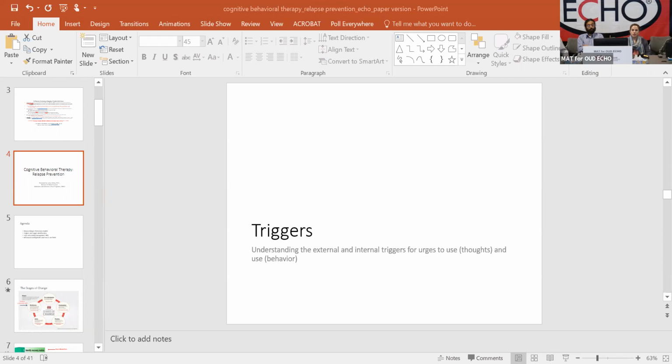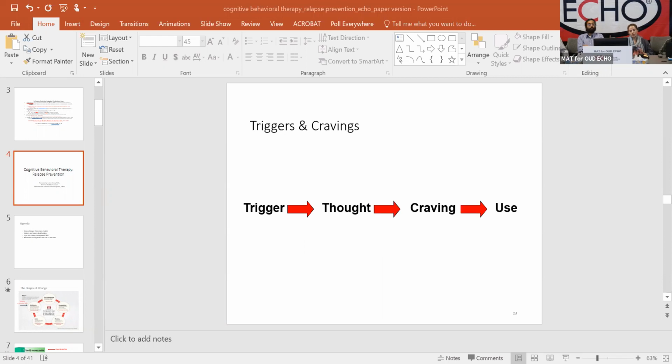So the first thing that we do under the CBT umbrella and relapse prevention is helping patients to understand what triggers are and how to manage them when they show up. So triggers are those things that sit outside the CBT system, right? Something happens in the environment that cues up a thought, and that thought is usually partnered with a physical, emotional craving, which then leads to use.